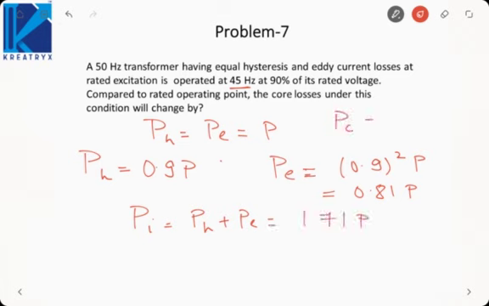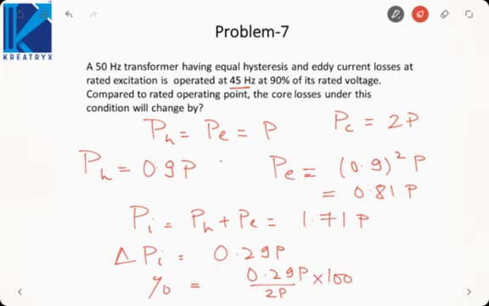Initially core loss was 2P. So delta Pi is 0.29 P. If we want to calculate in terms of percentage, 0.29 P by 2P into 100, that is 14.5%. So core losses will reduce by 14.5% if we make the frequency as well as the voltage 90% of their initial values. Okay, so that is how you have to derive the proportionality.